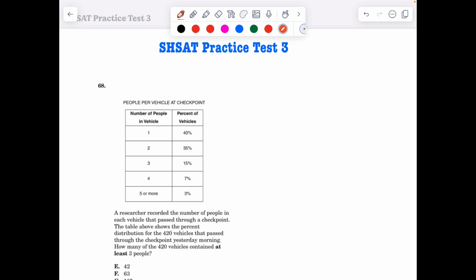So go ahead and give yourself 10 minutes. Time yourself so you can practice pacing for the day of the test. And if you're done, let's go ahead and dive into these and see how you did.